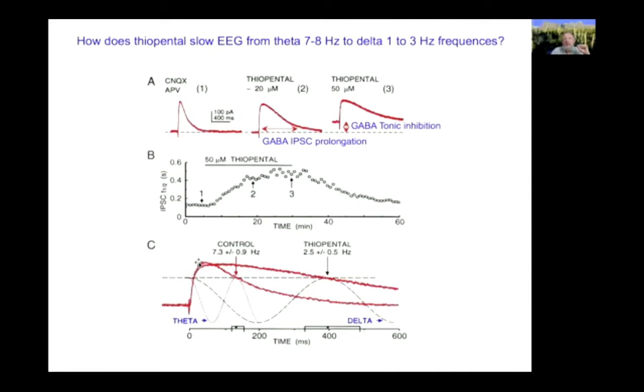If we superimpose a control IPSC and a thiopental-prolonged IPSC, we can see that the peak of the inhibition for both IPSCs corresponds identically to the theta frequency in the control condition and the delta frequency EEG that we record in the presence of thiopental. So the slowing of the EEG signal is directly produced by a prolongation of GABA-mediated inhibition. I'm going to talk about tonic inhibition in a little bit, because we know that's what underlies the change from delta activity to burst suppression patterns.